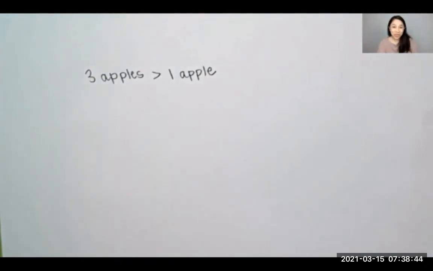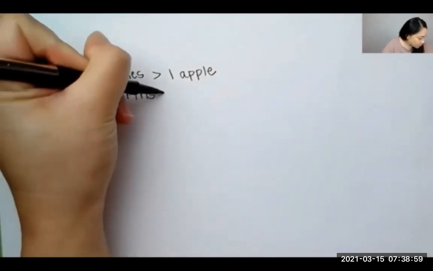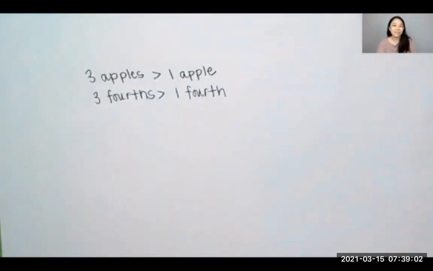Think, which is greater? 3/4 or 1/4? 3/4 is greater than 1/4. What do you notice about these two statements? We can see that the units are the same in each. One is apples, the other is fourths. We can compare the number of fourths just like how we compare the number of apples. It's easy to compare when the units are the same.